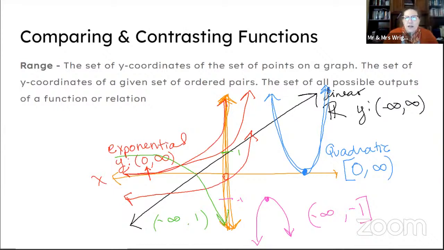So we've got the linear here in black. Unless you have an exact horizontal line, your range for any linear equation will be all real numbers. Exponential here, we had it in red. This was an exponential growth, so it goes from the horizontal asymptote to infinity. Exponential decay goes from -infinity to the horizontal asymptote. Then with the quadratic, if you have a minimum, it goes from the minimum, which is included, to infinity. If you have a maximum, it goes from -infinity to the maximum, which again is included with the brackets.